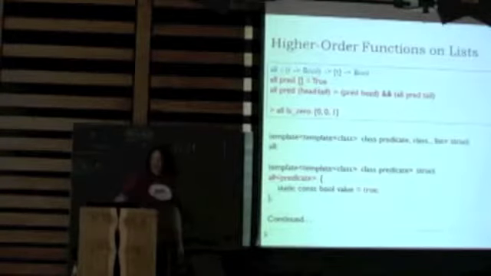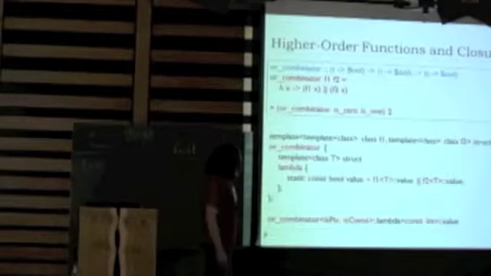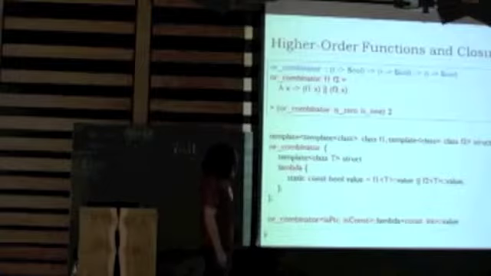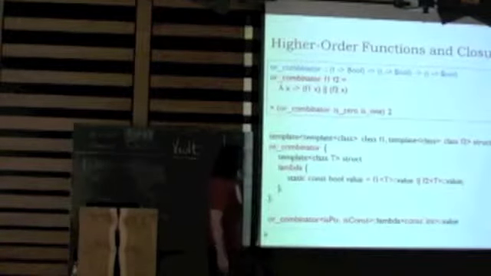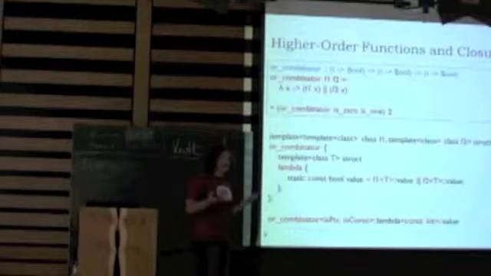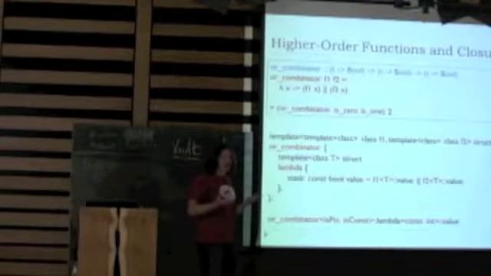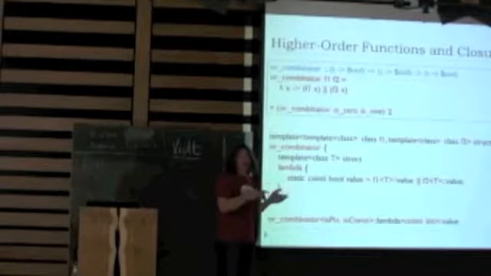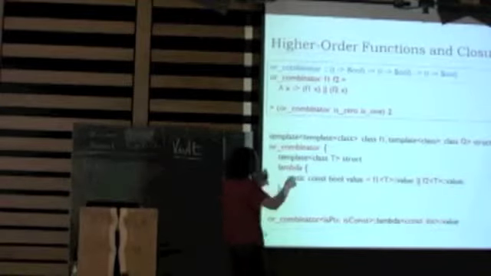Yes? In our slide, the parentheses in the blue line, are they required? Oh, okay. Yeah, thank you for asking that. This is the type of the OR combinator. So the OR combinator is a function that takes two arguments, right? In Haskell, a function that takes two arguments is really a function that takes one argument and returns a function that takes the second argument and then returns something. So you just chain it.